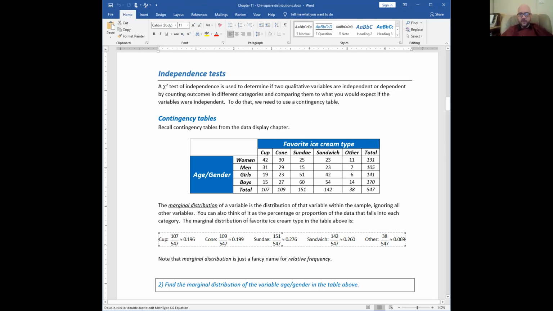Do I have the whole piece? Yeah, is that right there? And that's it. That's all marginal distribution is.